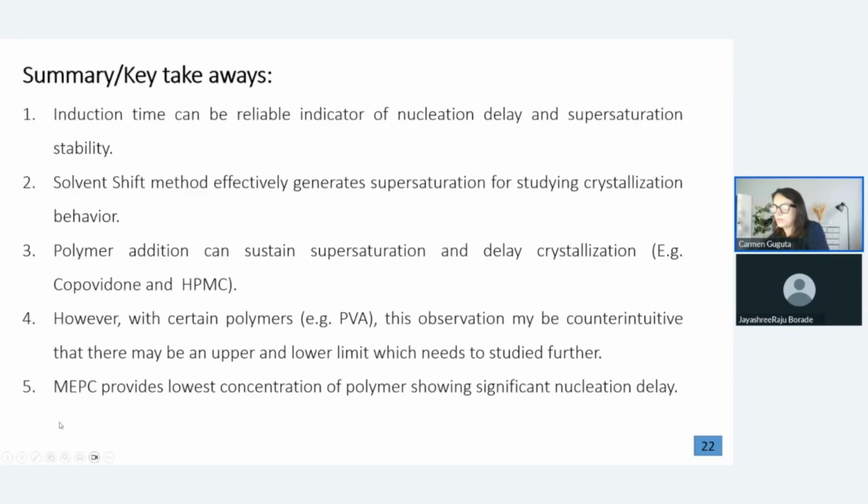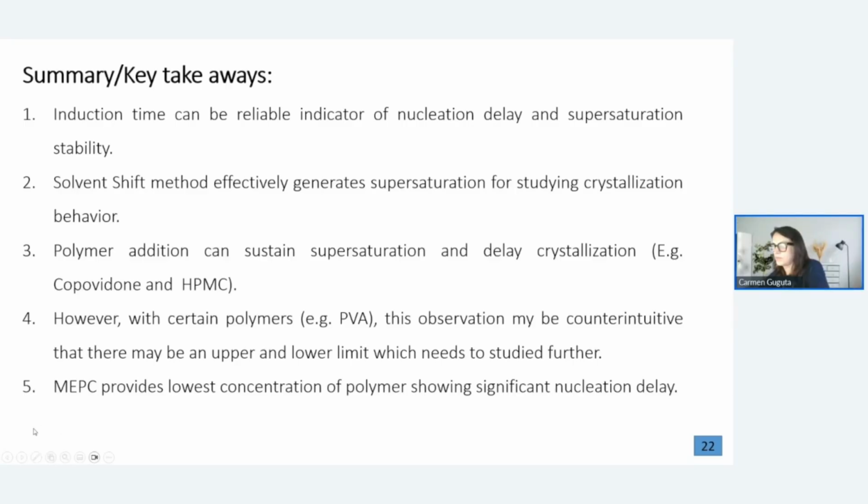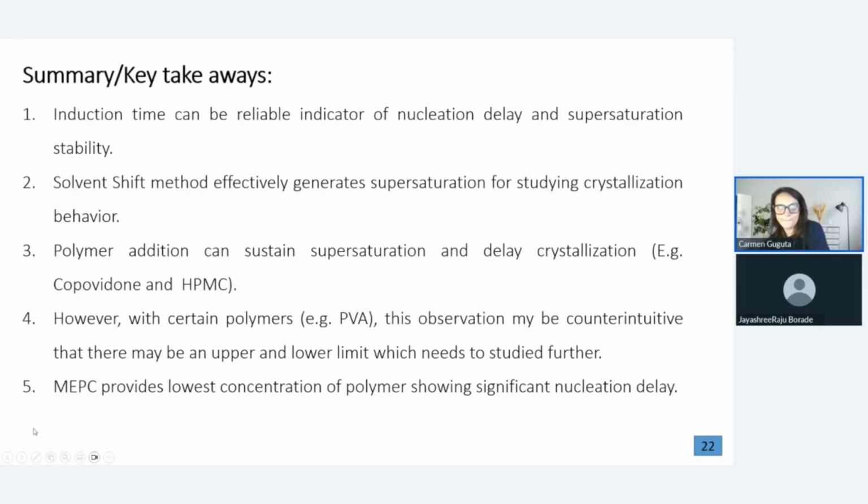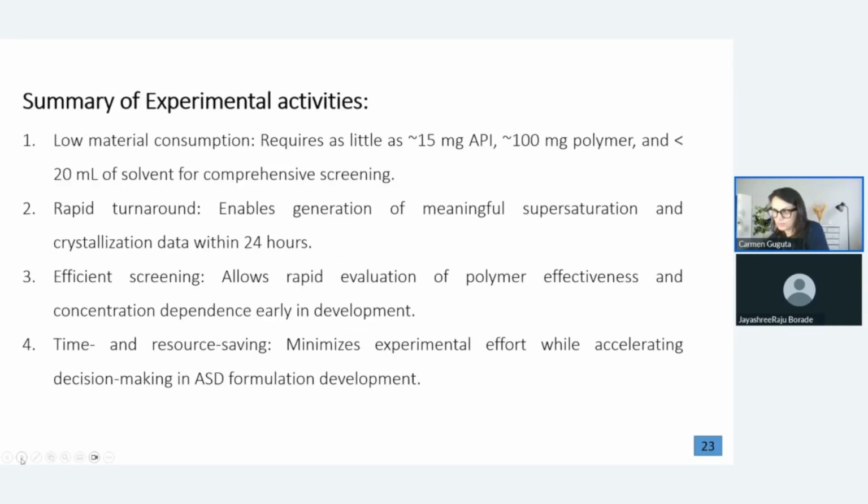And finally, the MEPC, the minimum effective polymer concentration, provides the lowest concentration of polymer showing significant nucleation delay, not the highest concentration. Next slide, please.